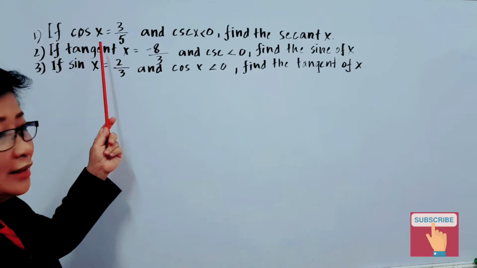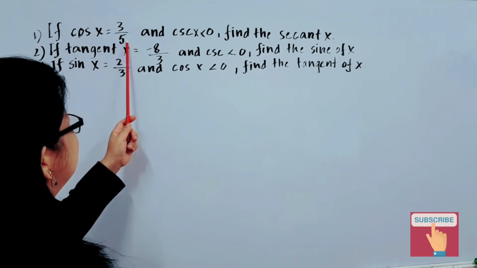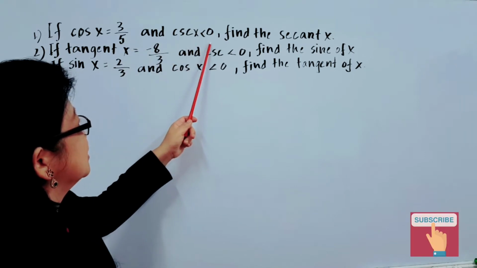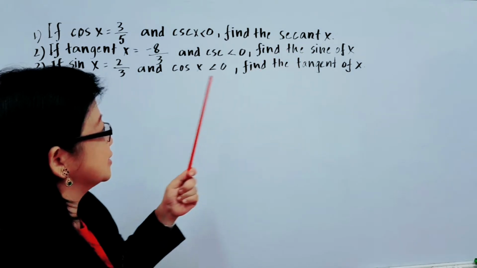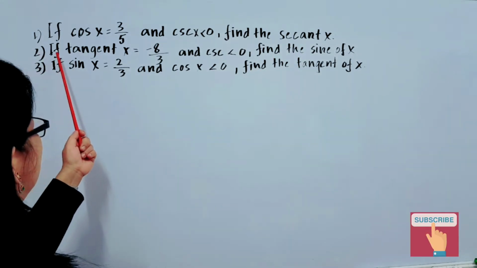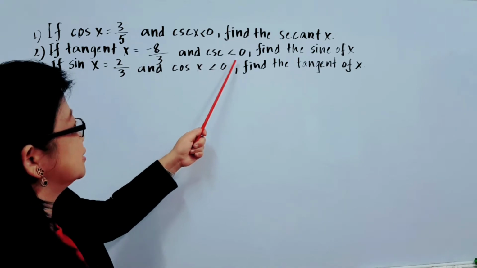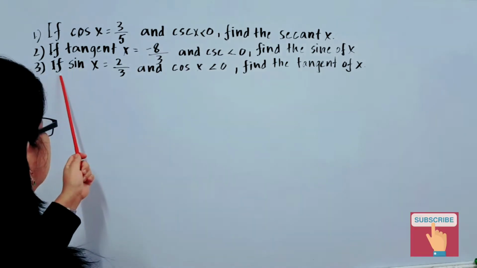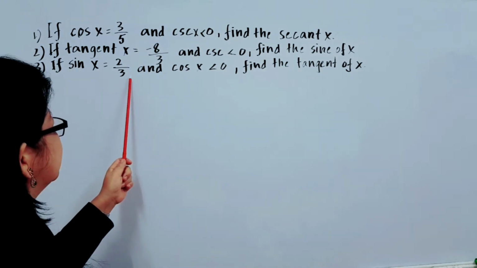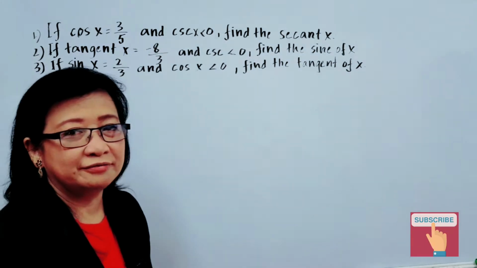Question number 1. If cosine x is equal to 3/5 and cosecant x is less than 0, find the secant of x. Second, if tangent x is equal to -8/3 and cosecant is less than 0, find the sine of x. Third, if sine x is equal to 2/3 and cosine x is less than 0, find the tangent of x.